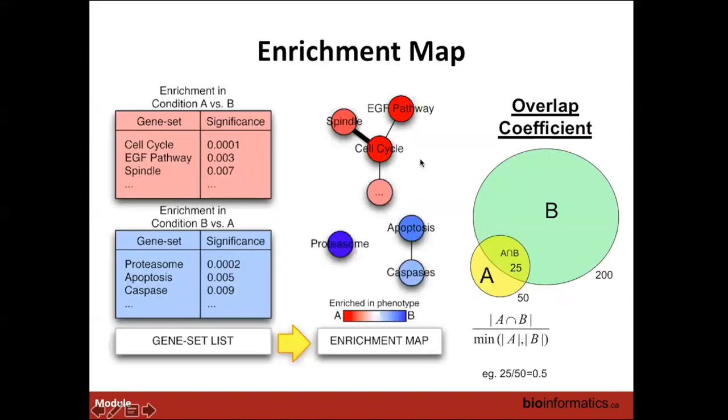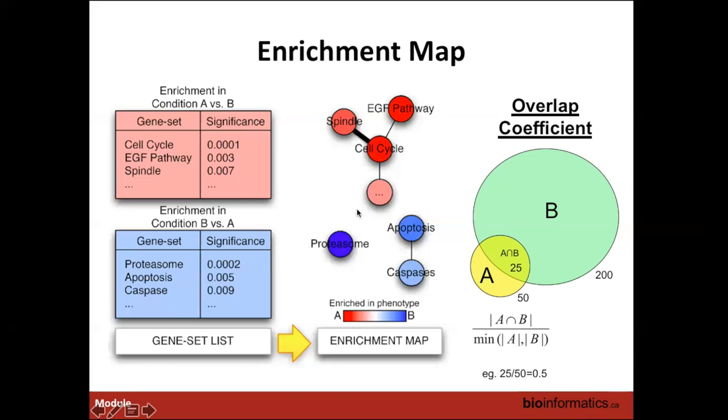If you create an enrichment map with the GSEA output, you will have pathways that are enriched in your upregulated genes, which will be red nodes on the map, and you will also have pathways enriched in genes that are downregulated. In this case, you have blue nodes. So red is pathways enriched in upregulated genes, and blue is pathways enriched in downregulated genes.